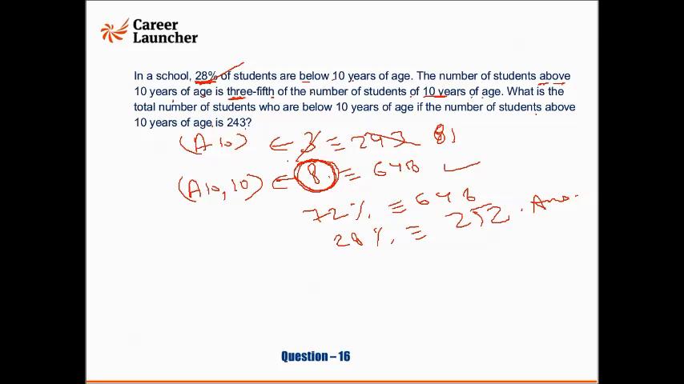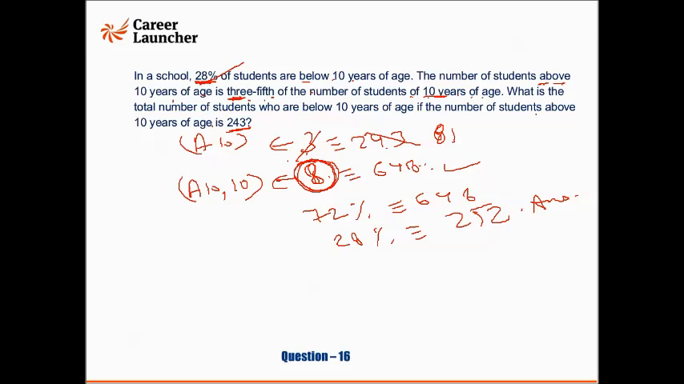Correct. So this 3 who are above 10 years of age is equivalent to this 243. That's why I've written 3 equivalent to 243. But we have to calculate total students who are above 10 and who are of 10 years. So that is equivalent to 8. So what will be the value of 8? We'll get 648 as my answer.